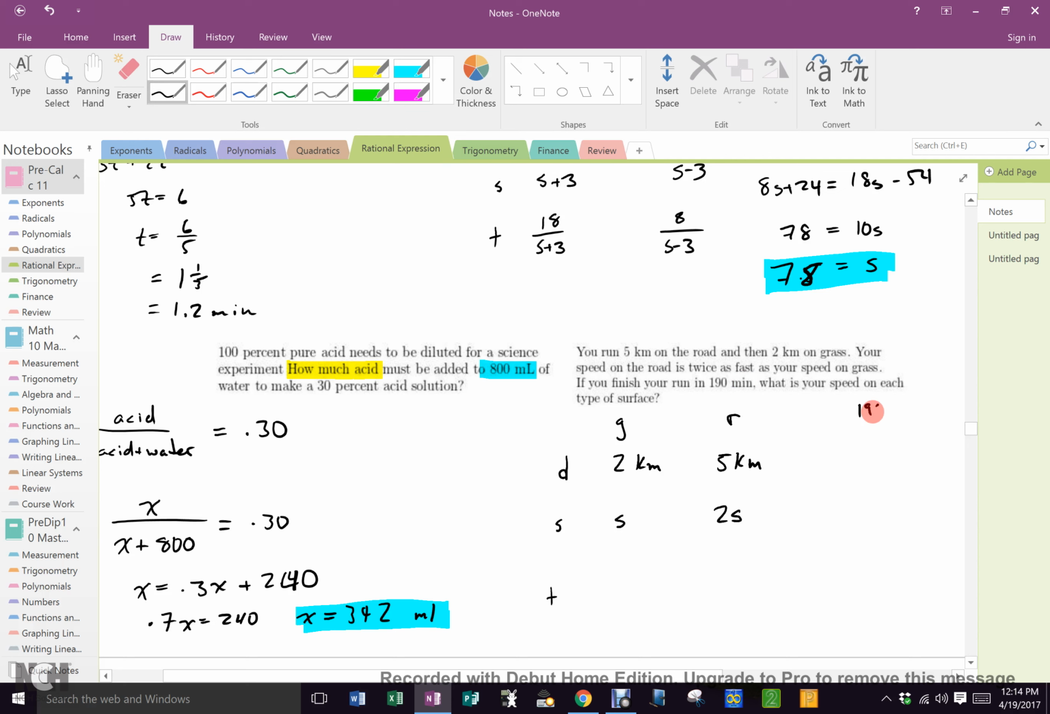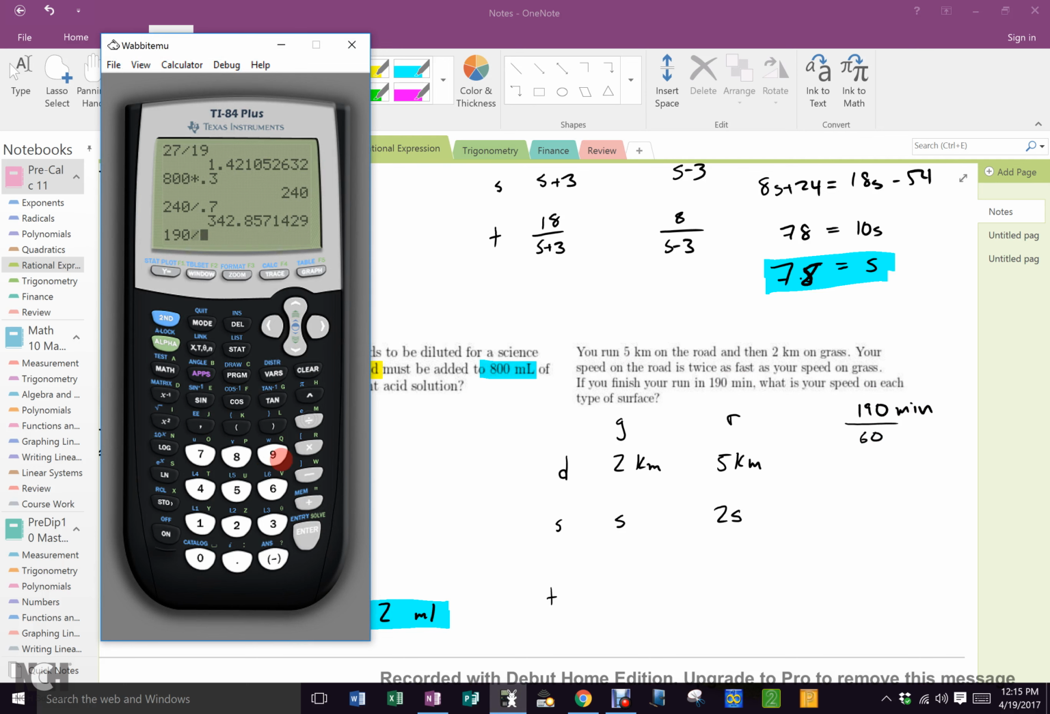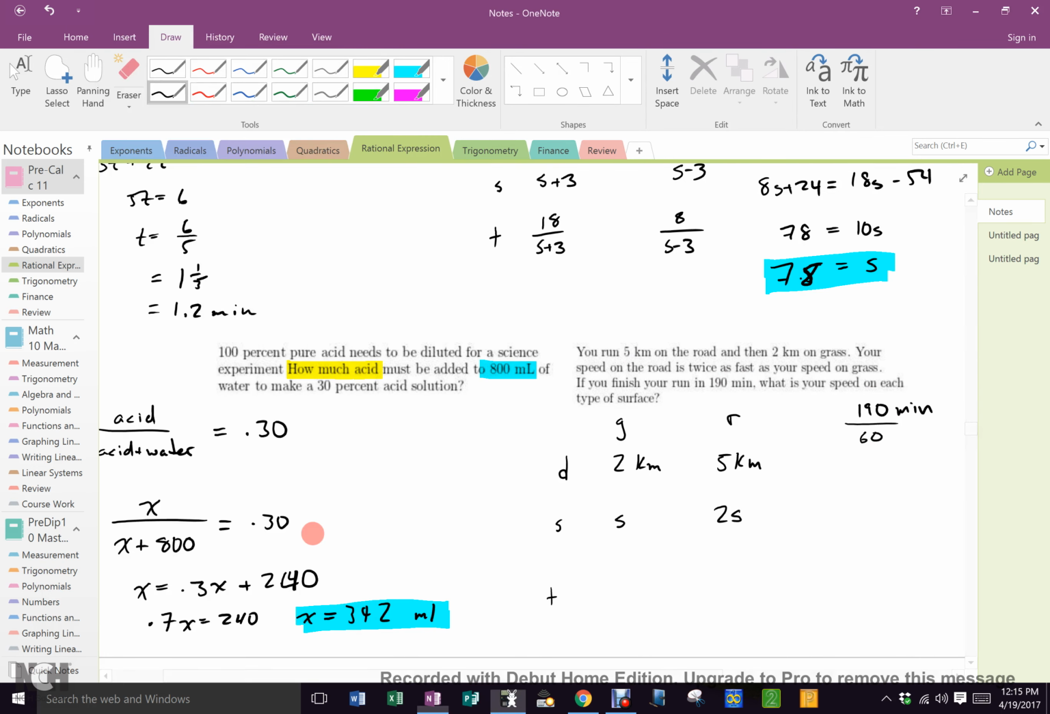Now that is full of hassle, because 190 minutes and kilometers per minute, that makes no sense. So we're going to divide that by 60 to get our hours. So I go to my calculator, 190 divided by 60, and I get 3.17 hours. So that's going to be helpful. Or I can leave it as a fraction. But this is 2 over s, and this is 5 over 2s. Now I'm going to leave this as a fraction, and I'll show you why. My total has to be 19 over 6, right?